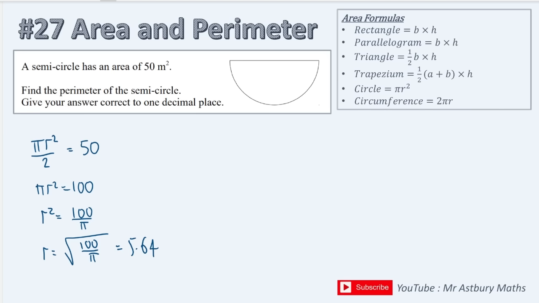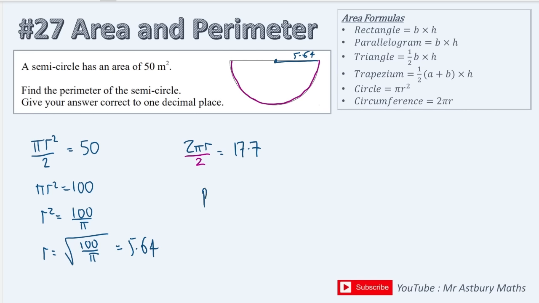Okay, now to work out the perimeter. Well, the perimeter is the distance all the way around the shape. So far, all I know is from there to there is 5.64. So let me work out the circumference, which is 2 pi r. But again, I'm going to need only half of that. So I just need this part, so I'm going to divide that by 2. And that is going to give me 17.7.